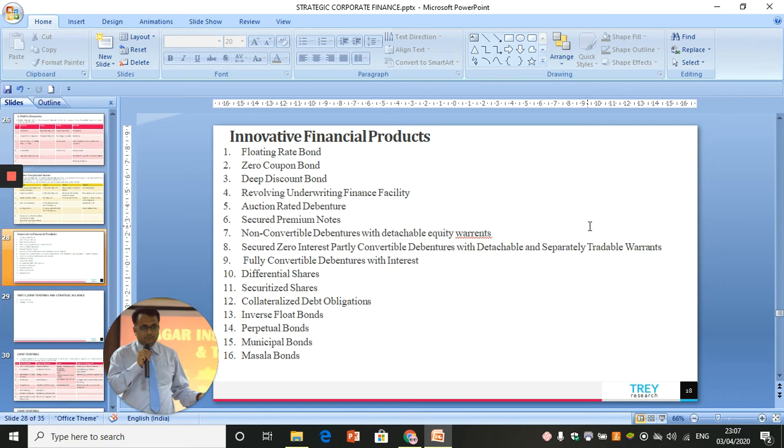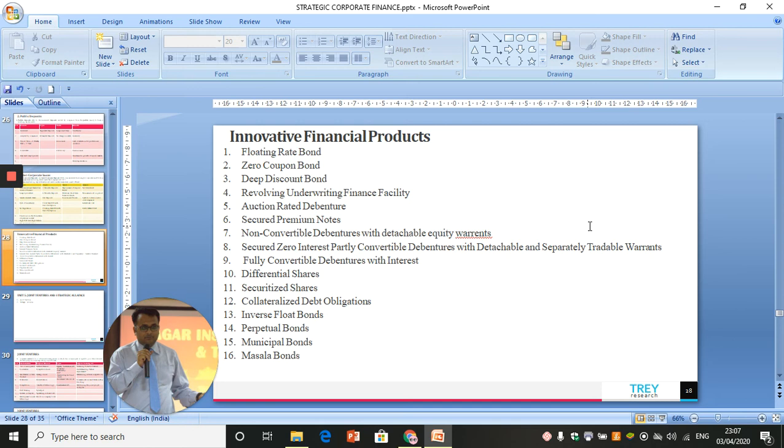Non-convertible debentures with detachable equity warrants. So there can be non-convertible debentures as well with detachable equity warrants. Then there will be equity warrants, and they can go for equity warrants at any time. Secured zero interest partly convertible debentures. First of all, it is secured, means it is secured by a charge on the assets of the company. Zero interest means there is no interest, and no interest means it is always issued at a discount.